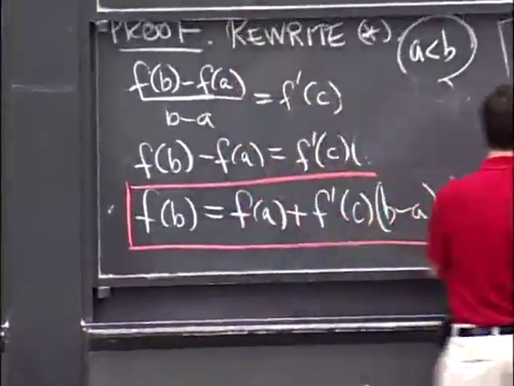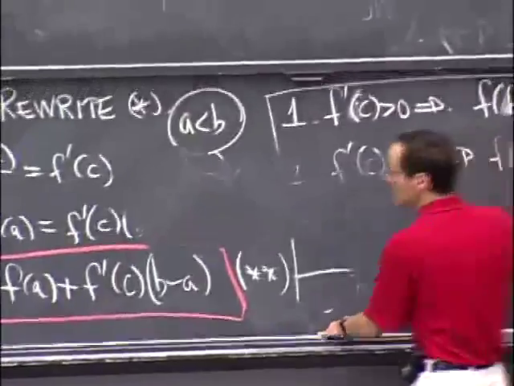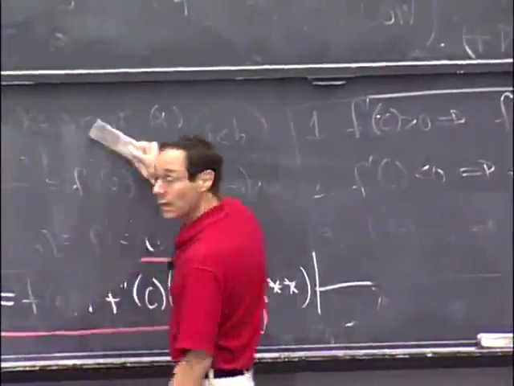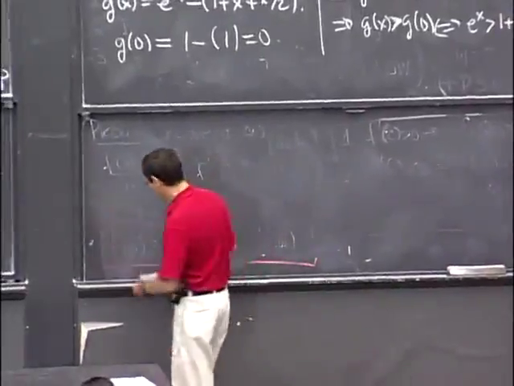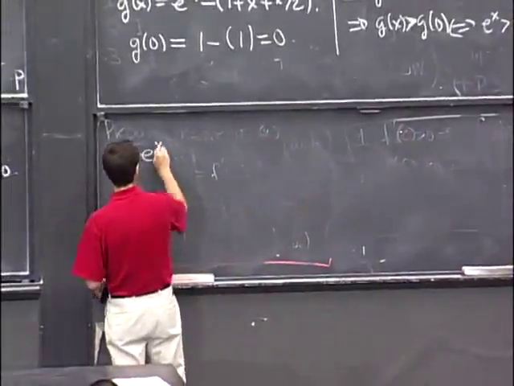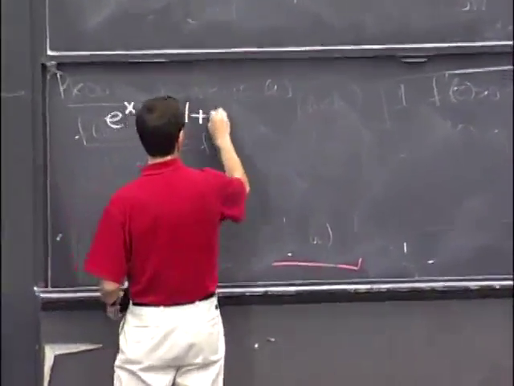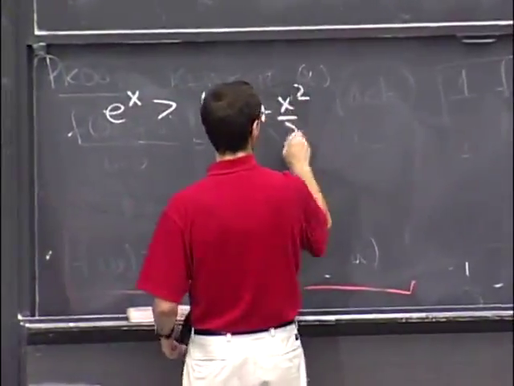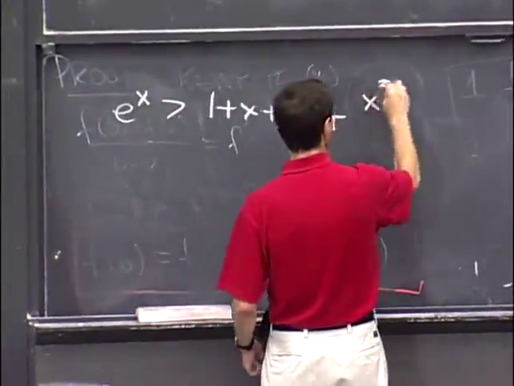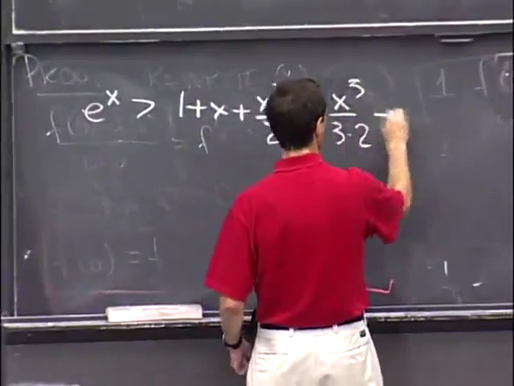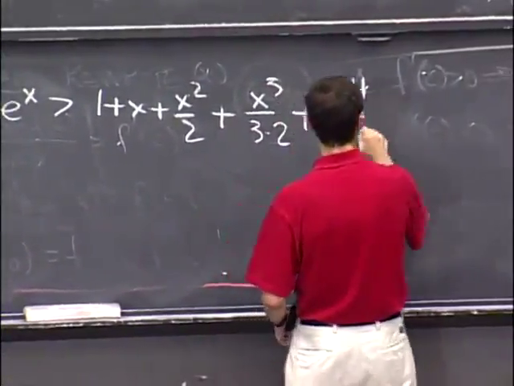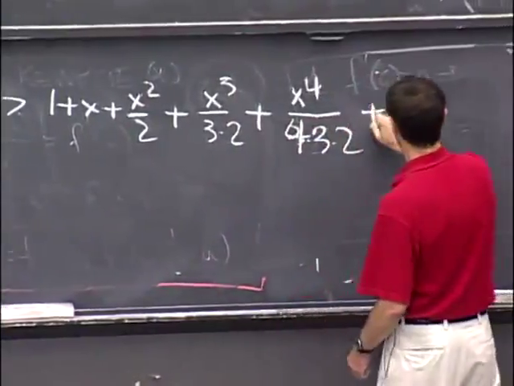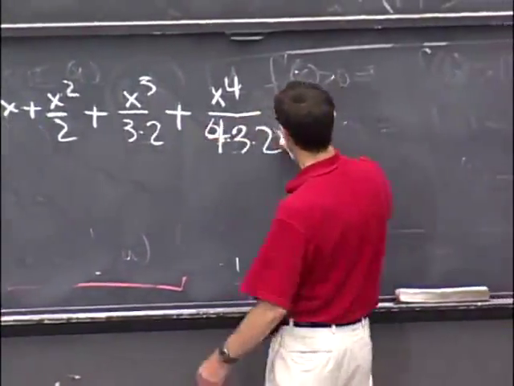Now, you can keep on going with this essentially forever. And let me just write down what you get. You get e to the x is greater than 1 plus x squared over 2. The next one turns out to be x cubed over 3 times 2, x to the 4th over 4 times 3 times 2. And you can do whatever you want. You can do others.